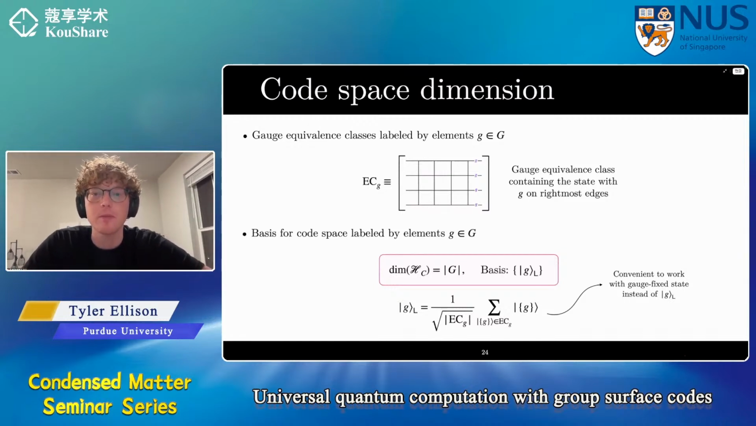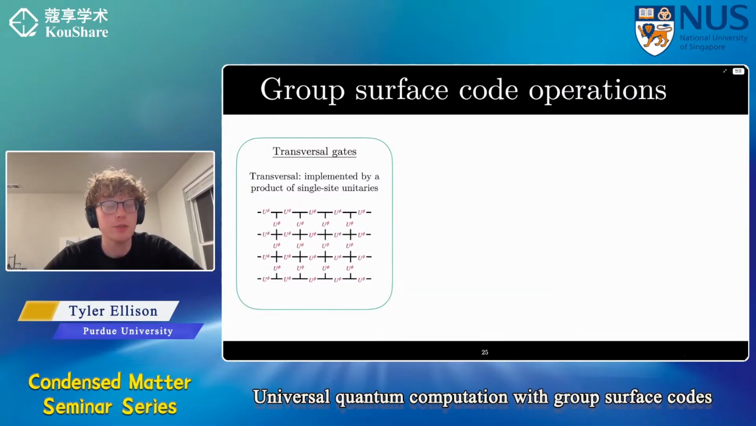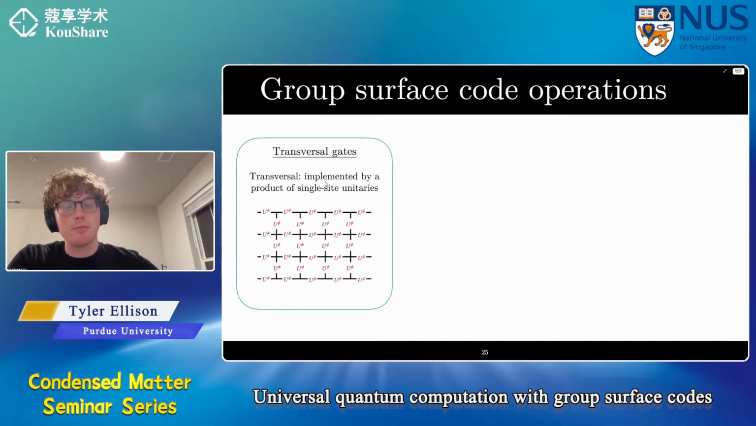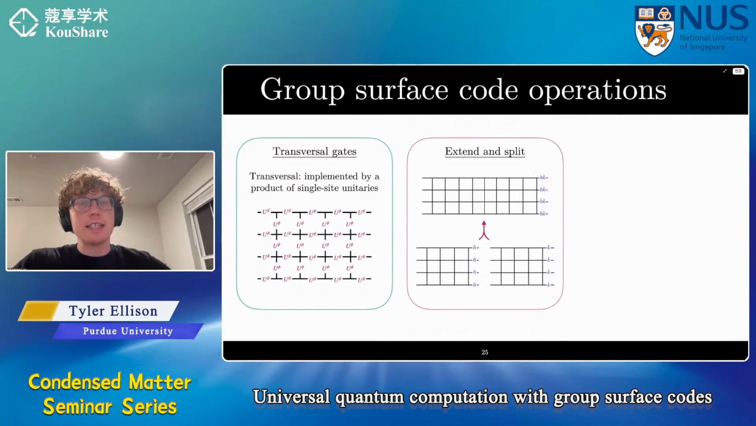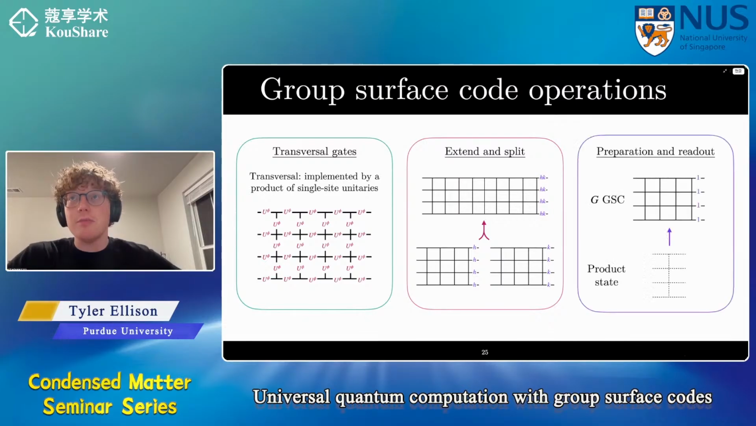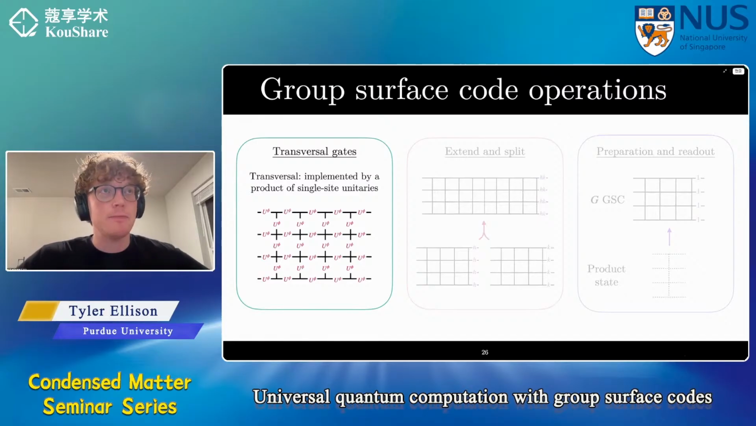Okay. There are three types of elementary logical operations that I'll introduce. The first are transversal gates. Transversal gates are implemented by a product of single-site unitaries on every edge. Extend and split. This allows us to take two group surface codes and merge them into one group surface code. It allows us to transfer information from Z2 surface codes into non-abelian surface codes. And then finally, preparation and readout. Let's start with transversal gates.